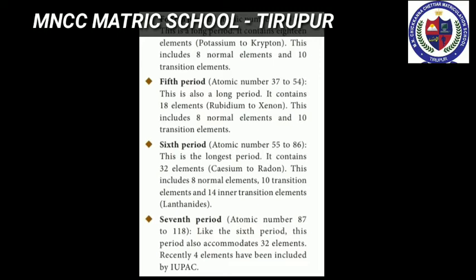Next one, the sixth period. This is the longest period. It contains 32 elements, for example cesium to radon, atomic numbers 55 to 86. This includes 8 normal elements, 10 transition elements and 14 inner transition elements, for example lanthanides. Next, the seventh period, atomic numbers 87 to 118. Like the sixth period, this period also accommodates 32 elements. Recently 4 elements have been included by IUPAC.